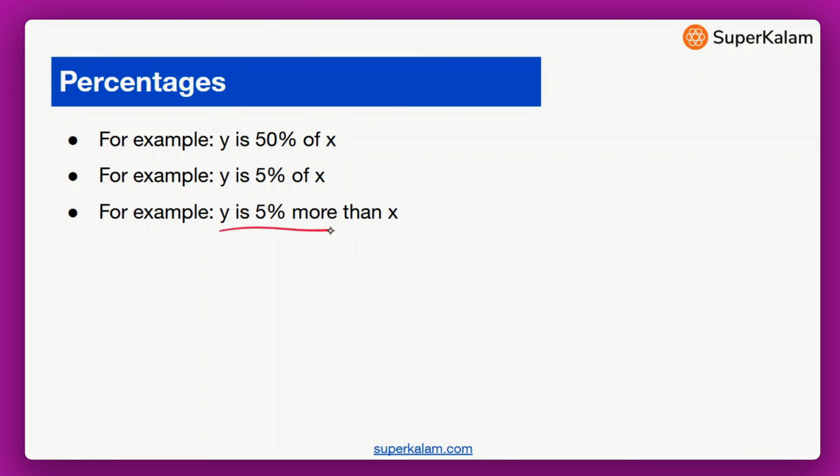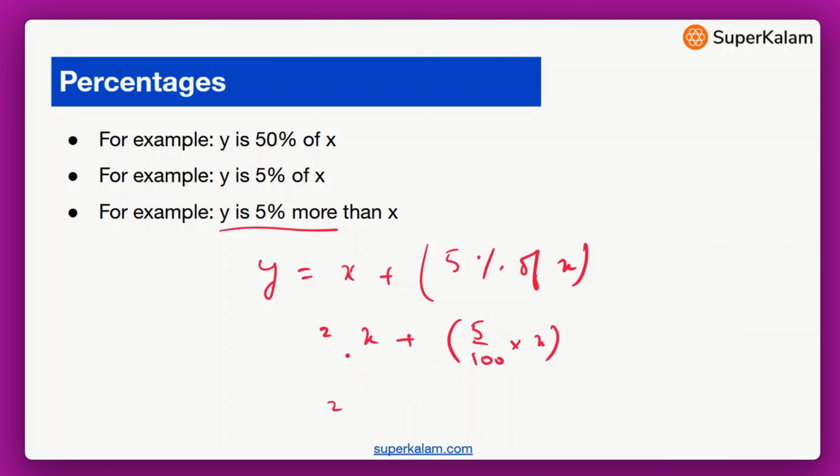Now let's look at the third one. Y is 5% more than x. This means that y is x and something more than x, which is 5% of x. Y is x and then something more of x, which can be written as 5 by 100 into x, plus. This can be added through easy addition of fractions, and this will be 105 by 100 into x. Simplifying, we will get 21 by 20 of x. This is easy maths.